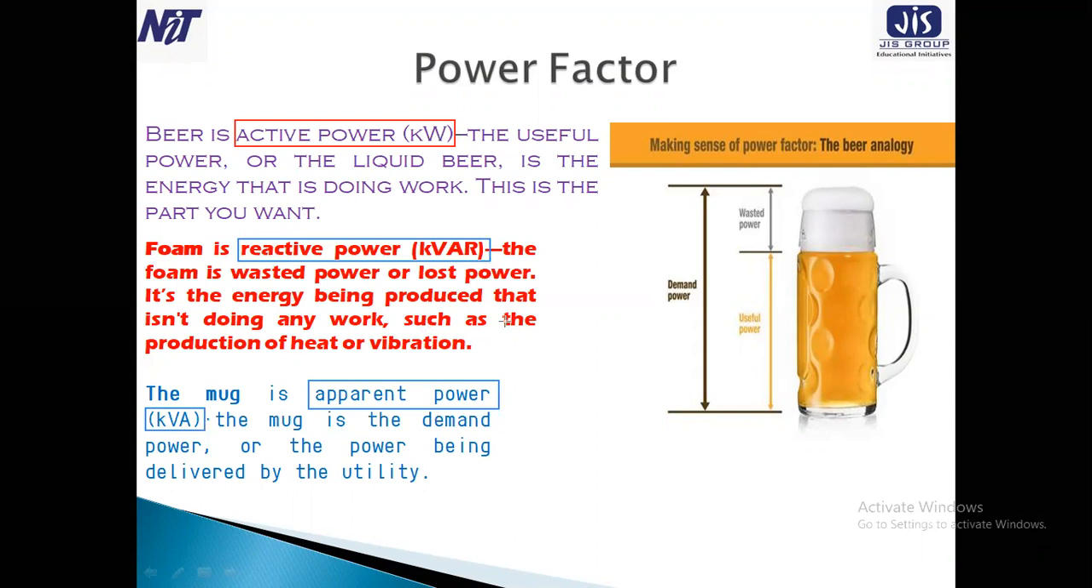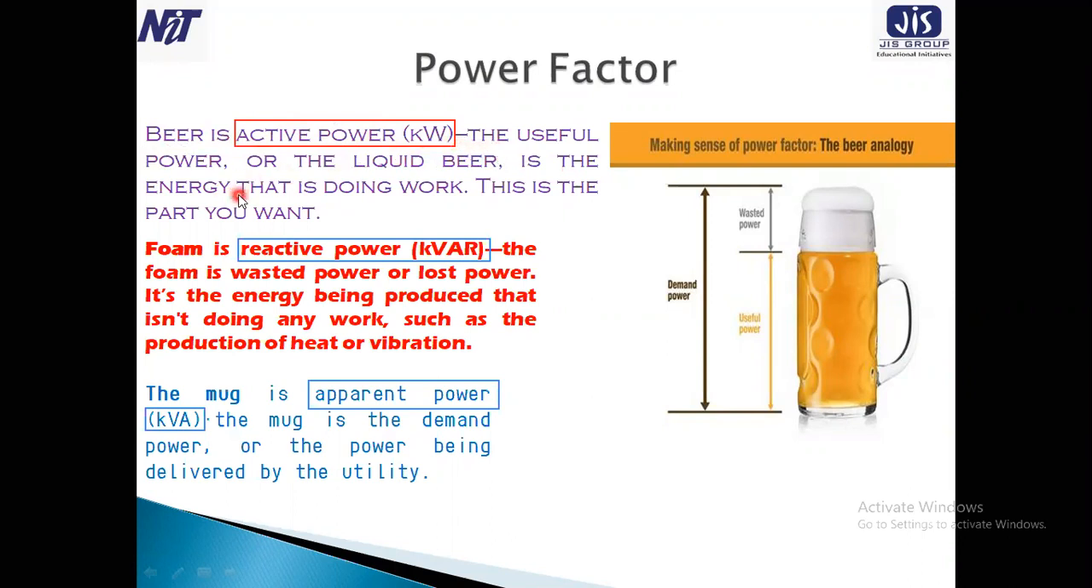Now let me talk about the beer analogy. So what is the beer analogy? This analogy will help us to understand these 3 types of power, and it will be easier for us to understand what is actually the power factor. So here in the first part, if you follow, you can find that the beer is active power. Okay, and I already mentioned that active power is kilowatt.